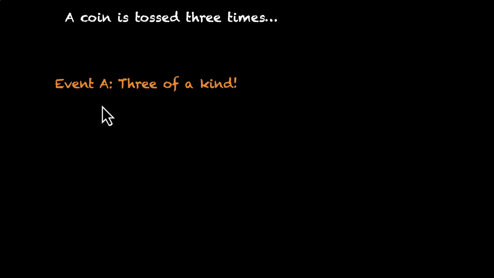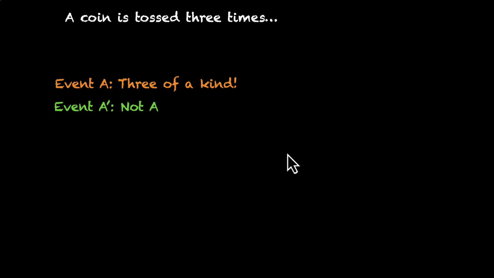In this video, we're going to talk about how we find the probability of the complement of an event. Let's do this with an example. Let's say we toss a coin 3 times and we define an event A that happens when 3 of a kind occurs. So we need to find the probability of A not happening. Basically, we need to find the probability of the complement of A. Pause the video, think about it.